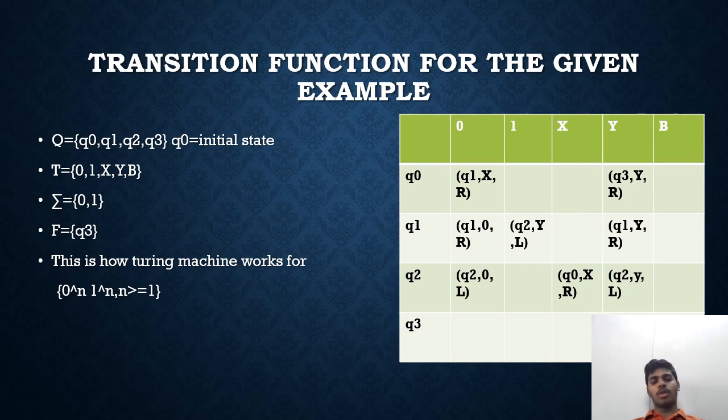This is how the Turing machine works. Here both the zeros and ones are converted to X and Y. The length of X and Y is the same, so the string is accepted by the Turing machine. I hope you are able to understand from the explanation.